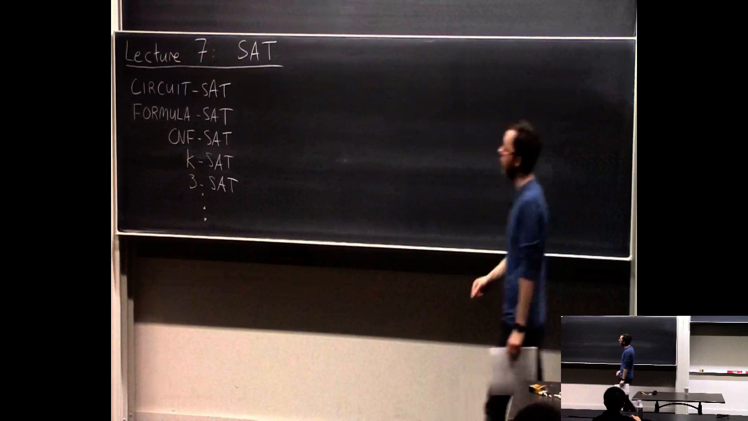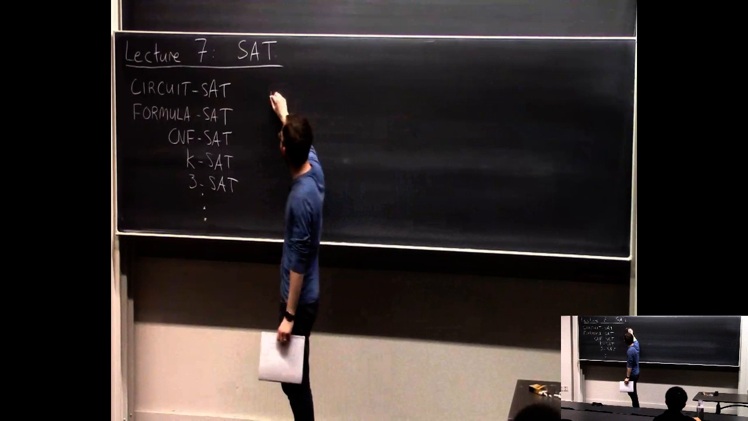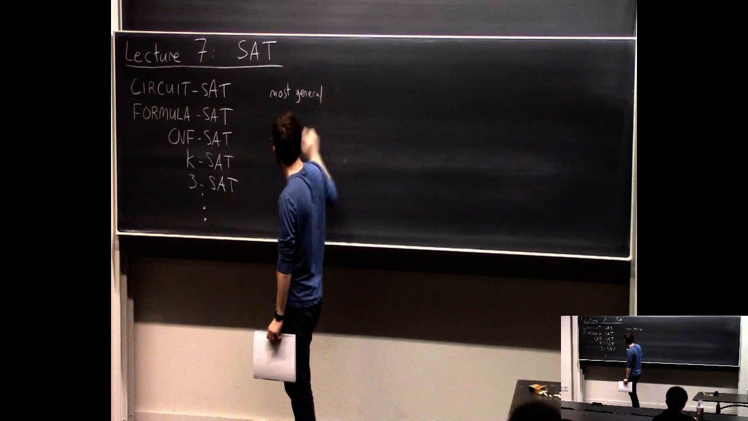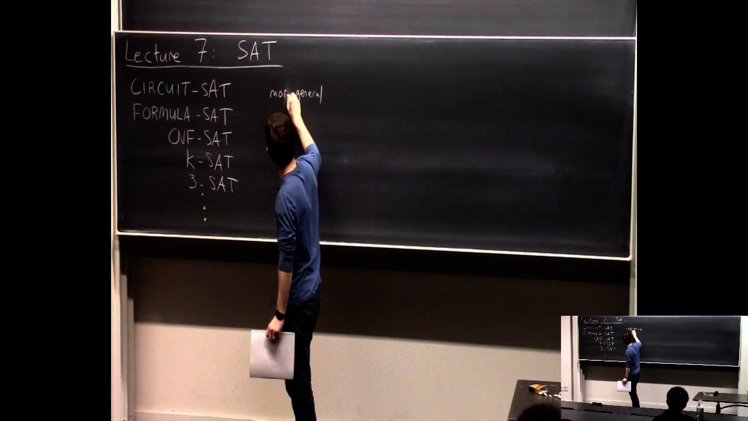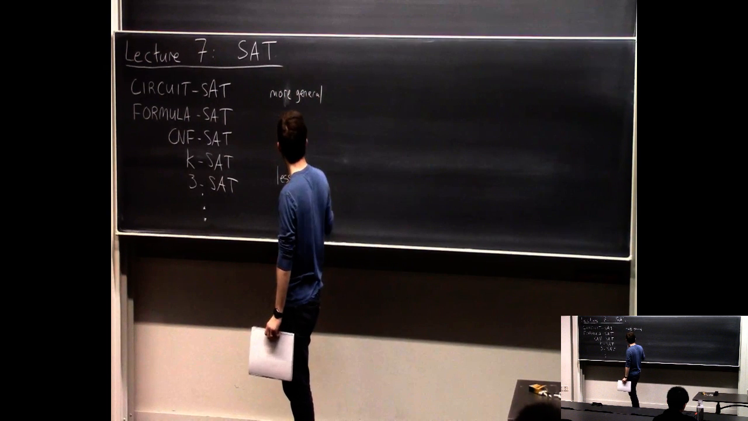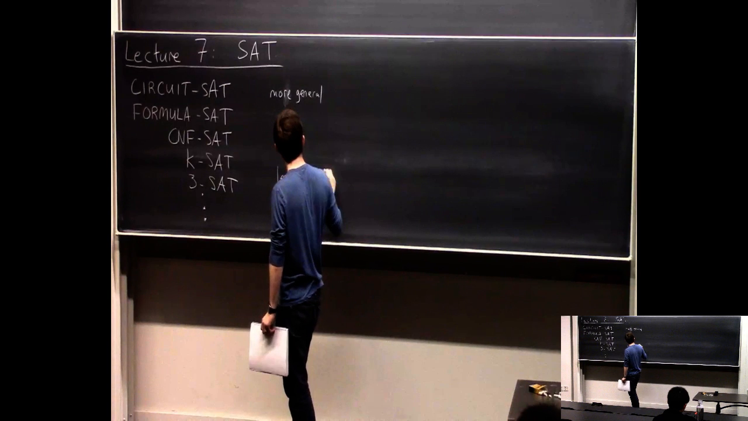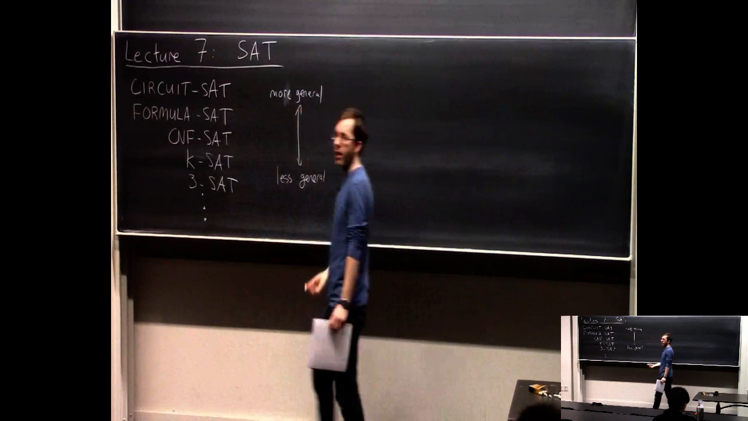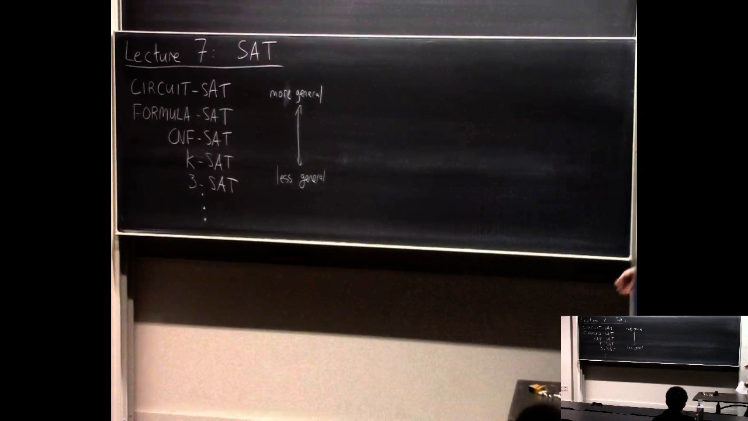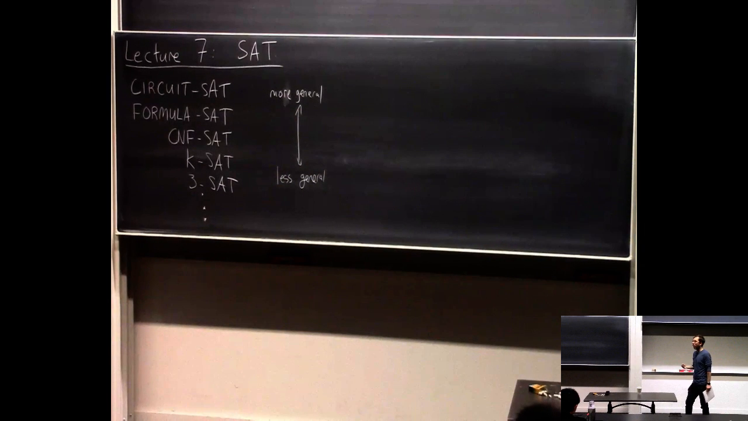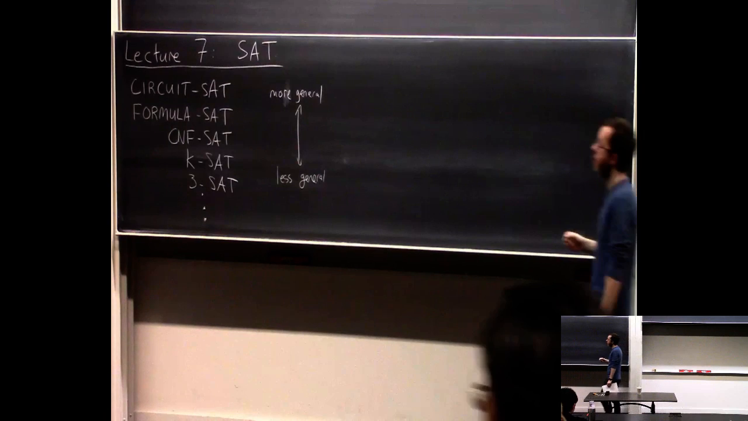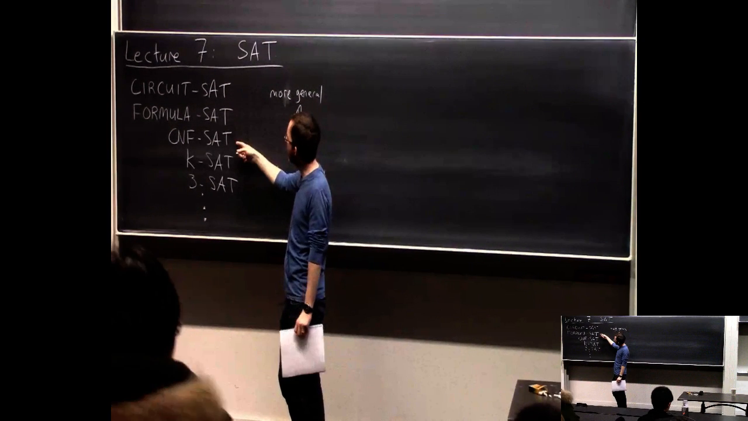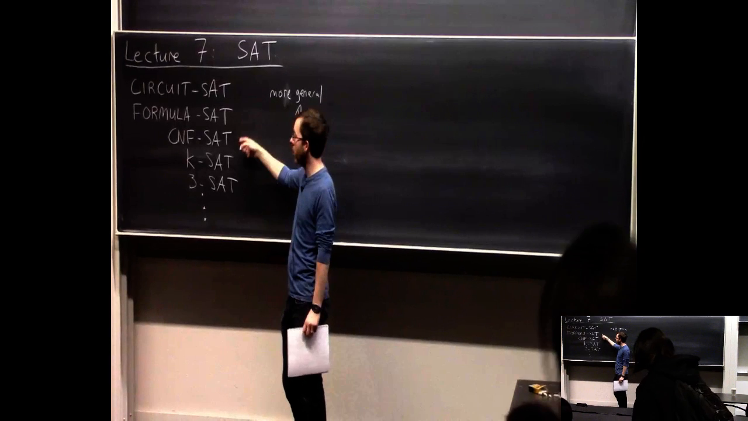I've listed them here actually in order of most general to least general. Let me say more general to less general. So we're going to start with circuit SAT, which is a very general problem. And particularly, that means for algorithms, it's quite hard. And formula SAT is a special case of circuit SAT, so it's potentially easier. And CNF SAT is a special case of formula SAT, so it's potentially easier.